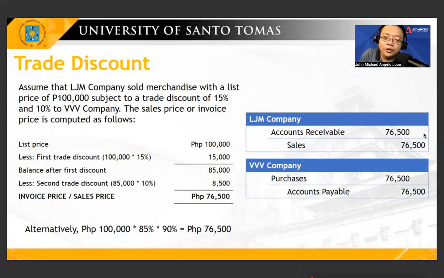No? So ang account receivable na i-record niya ay 76,500. Okay? Hindi na siya 100 because of the trade discount. Okay? Then, sa VVV company, you purchase 76,500 and accounts payable of 76,500. Alright. Diba? Automatic are to be deducted.